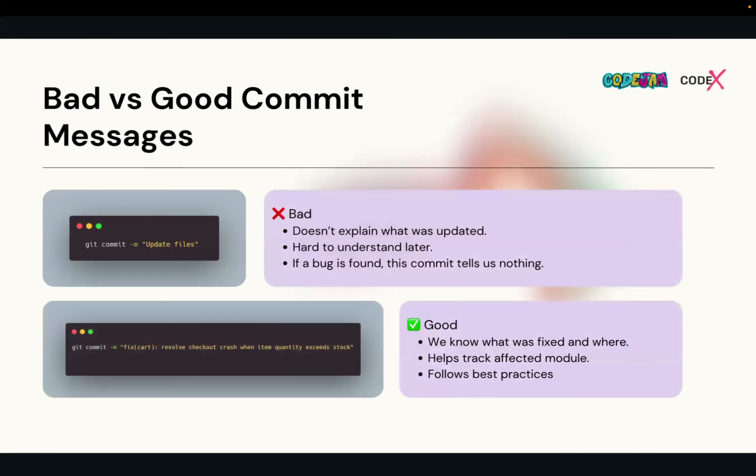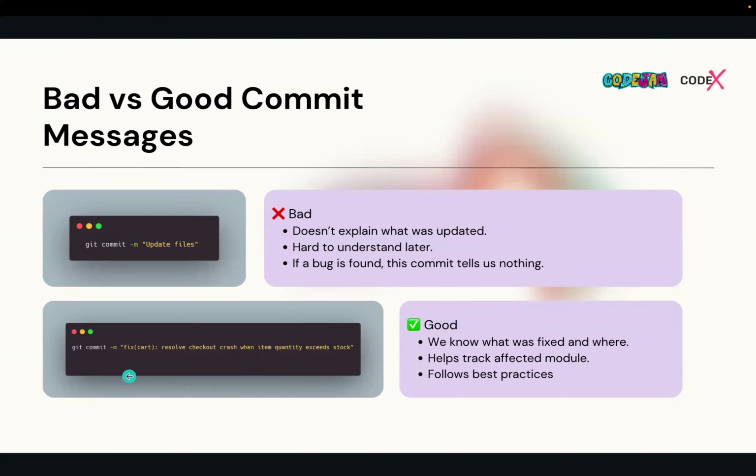So here you have some examples, right? Let's say this, update files. No one can understand this, right? They will understand you have updated something, but they won't get any informative things from this commit message. But instead, doing this: resolve checkout crash when item quantity exceeds stock. It's very informative, right?